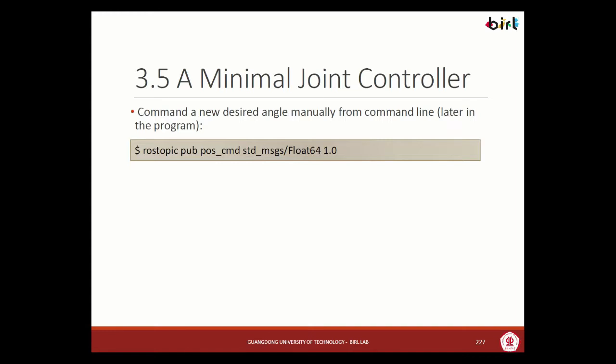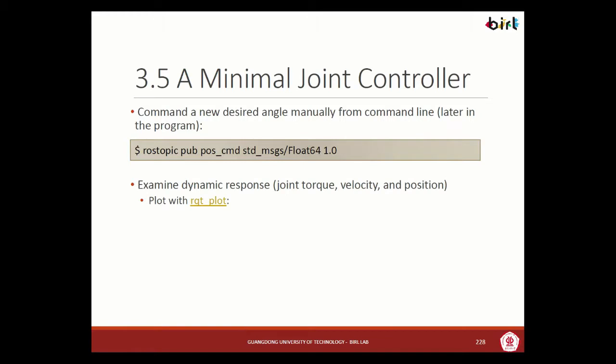This is not a torque. Now we're gonna show you how to send a desired angle manually. Okay. So we're gonna say rostopic pub position command. That's the topic. std_msgs Float64 1.0. Okay. Later in the program. I think we haven't run the code yet, so this is not going to work if we do this right now. We haven't started the node.